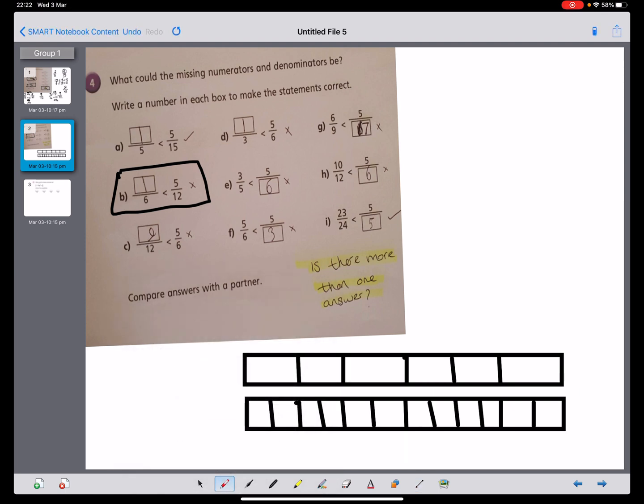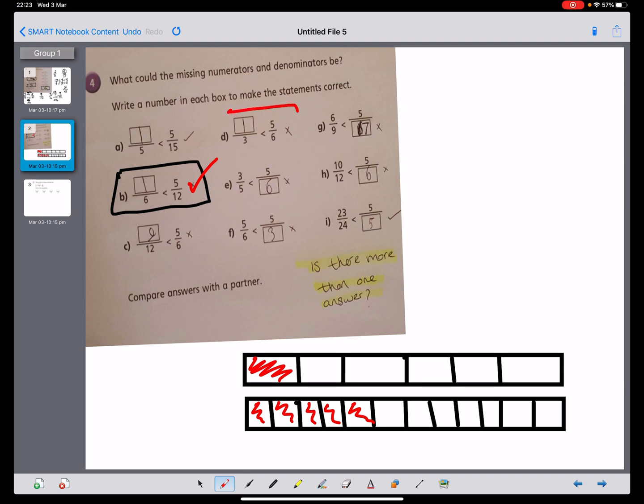Okay, so I'm looking for, this person has gone for 5. I'd need to make sure that my 5/12, 1, 2, 3, 4, 5, are larger than whatever is on the first side, whatever is over 6. So actually this person is correct, because if I colour in one of my 6ths, that is worth less than my 5/12. So actually that is correct.